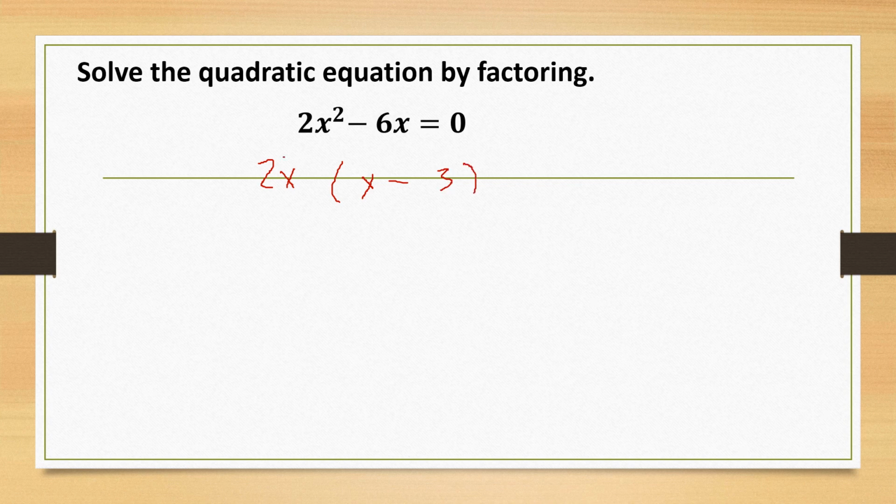Let's check. 2x times x is 2x squared. 2x times negative 3 is negative 6x. Next, apply zero product property. Equate both factors to 0. 2x is equal to 0. X minus 3 is equal to 0. And then solve for x. So to solve for x, divide both sides by 2.